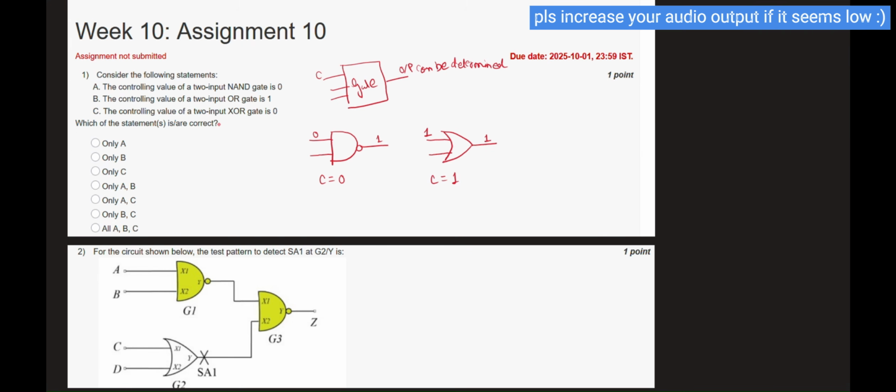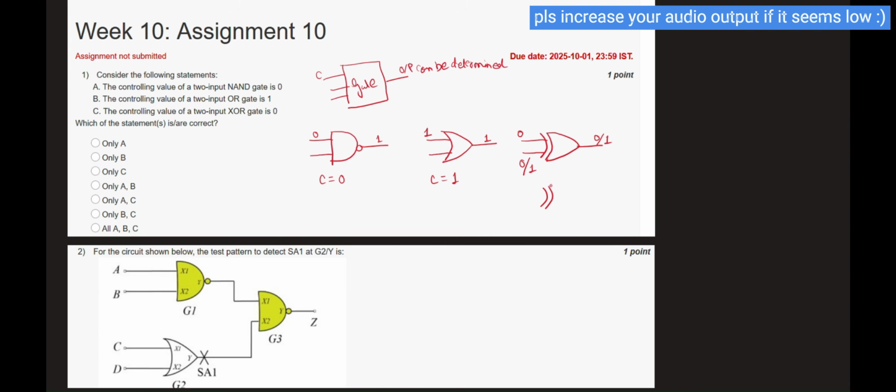And next, the controlling value for a 2 input XOR gate. Actually, in case of XOR gate, we cannot determine the controlling value. Why? Because the output does not depend on only one pin. There is no particular value that can determine the value of the output. Let me give you an example. Suppose this pin has value 0 and this pin can have 0 or 1. When this pin is 0, then 0 XOR 0 will become 0, and if this pin is 1, then the output will become 1.